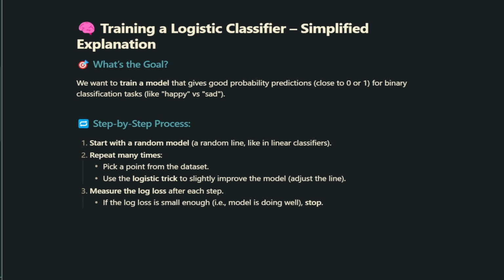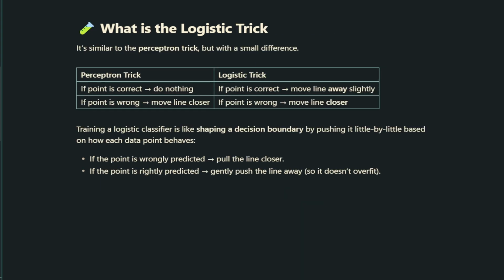until the model learns. Now let's talk about something very important, the logistic trick. It's actually quite similar to the perceptron trick, but there's one key difference. In the perceptron trick, if the model gets a point correct, we do nothing. If the model gets it wrong, we move the line closer to that point. But in the logistic trick, if the point is wrong, we still move the line closer. But if the point is correct, we don't just leave it. Instead, we move the line slightly away. Why? Because this prevents the model from hugging the data too tightly, which is basically overfitting.